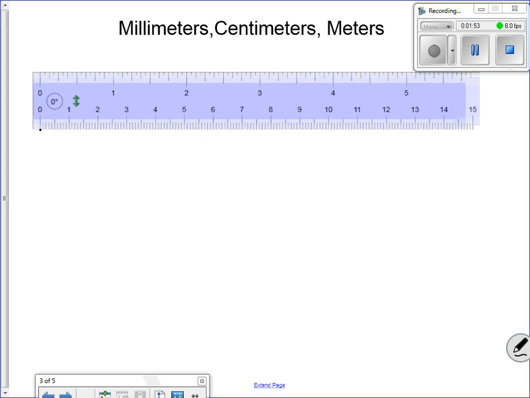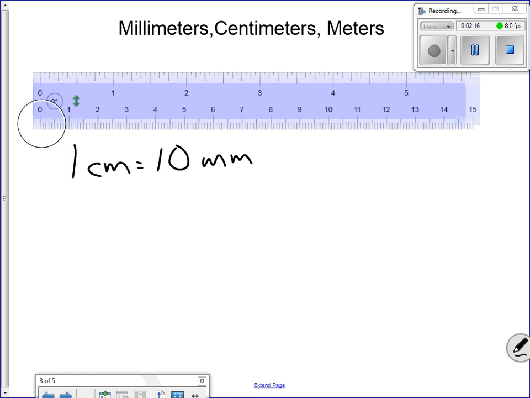First off, I have right here 0, and we're going just to the 1. That is 1 centimeter. I'm going to ask you, how many millimeters are in a centimeter? 10 millimeters. So millimeters are these tiny little dots. These are millimeters. Okay, there's 10 there. So 1 centimeter equals 10 millimeters.